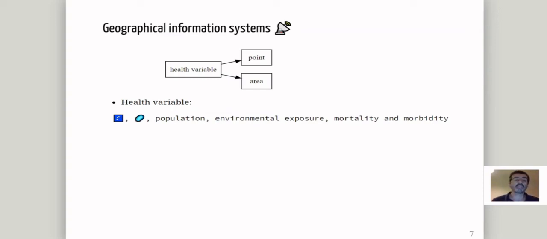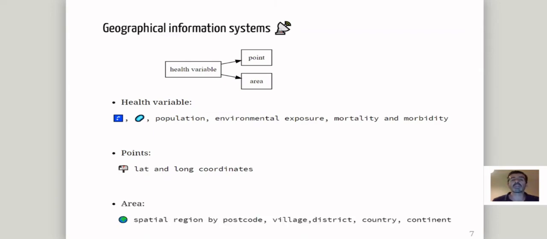Or we can think about a special superbug or any other microorganism we are interested in. And we can also think about factors related to health issues such as population, human density, environmental exposure, and many other things like presence of diseases. So when we talk about points, we are usually referring to latitude and longitude coordinates, so we can locate an exact point where, for instance, a case was registered.